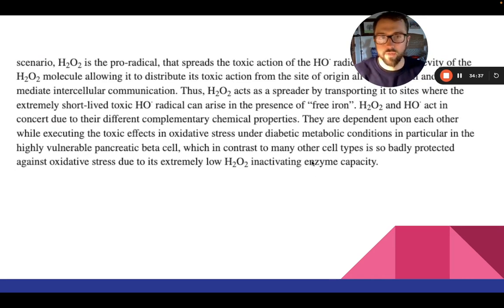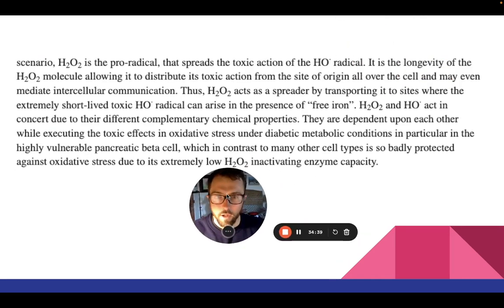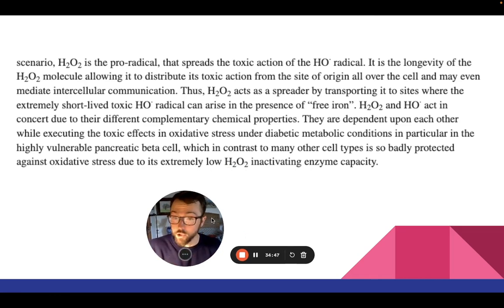Here's a continuation of that abstract. So in the scenario, hydrogen peroxide is the pro-radical, right? Kind of like not awful, but has the potential to be awful with the right ingredients, that spreads the toxic action of the hydroxyl radical. It is the longevity of the peroxide molecule, allowing it to distribute its toxic action from the site of origin all over the cell, and may even mediate intercellular communication.